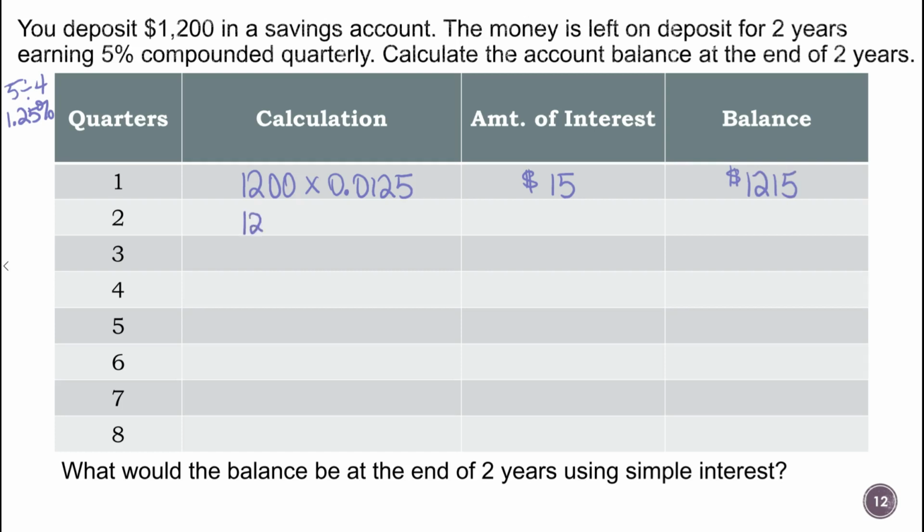And then that's what we calculate on for the next calculation. So then we calculate 1215 times our periodic rate, and that's 1519. Add that to the 1215, so now we're at 1230.19, and then we just continue on. So you might want to just pause and see if you can fill out this chart, because I'm going to write it on here pretty quickly so the video doesn't get too long.